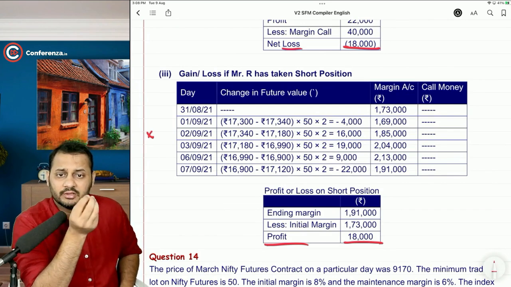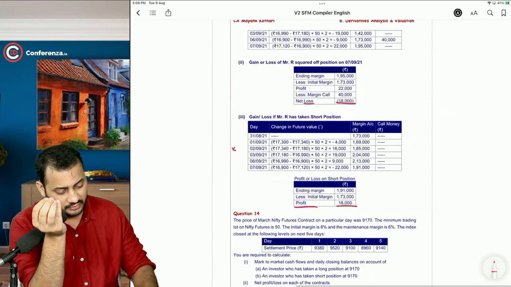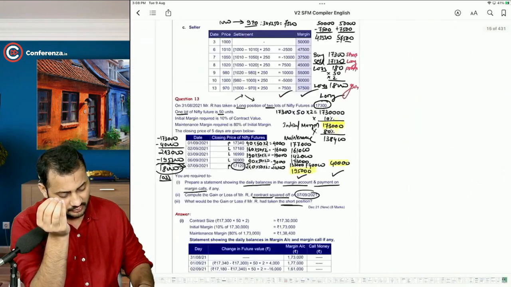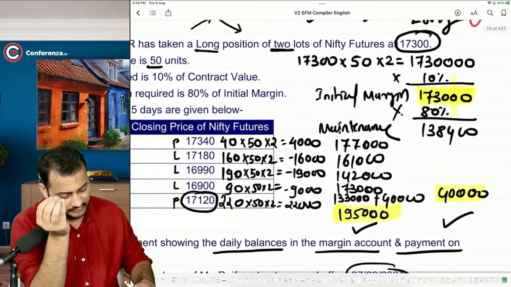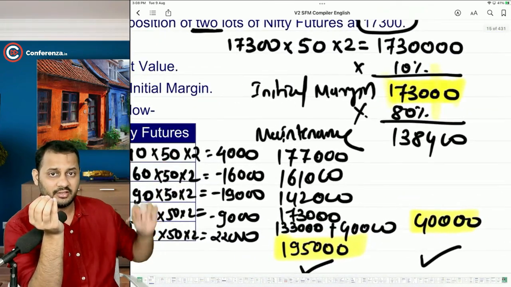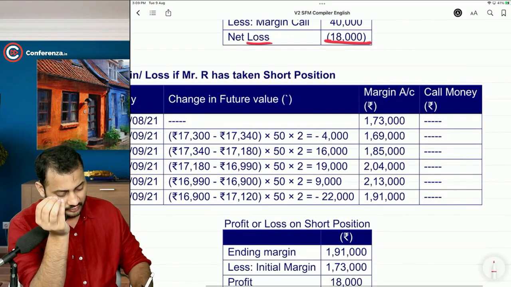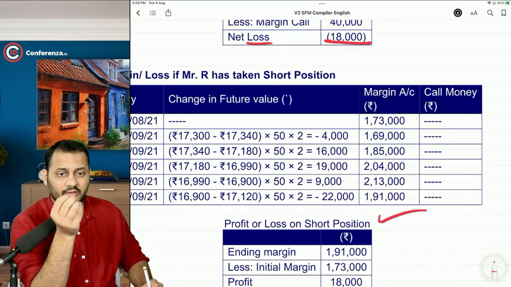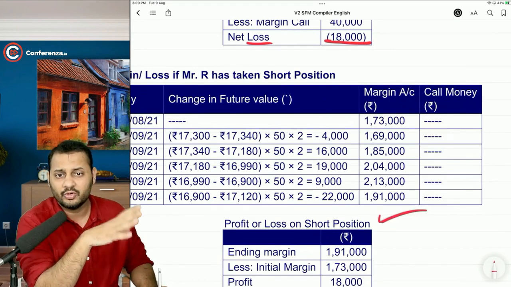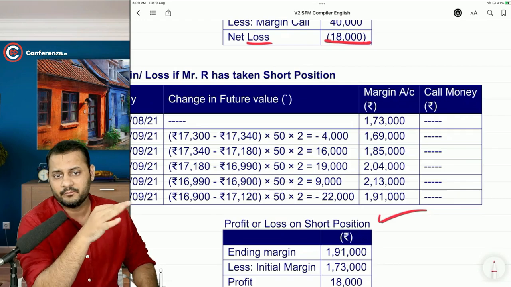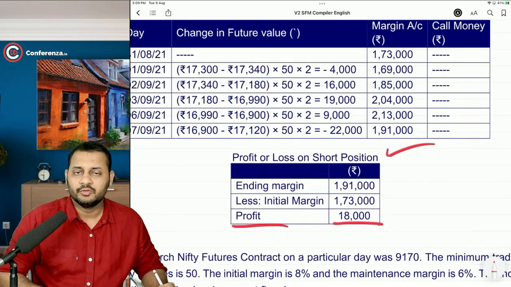Because the value is never going below 1,38,000. What was that amount? The amount of margin account, margin balance. See, maintenance margin was 1,38,400, right? And you can see the margin account never went below 1,38,400. So there is no call money to Mr. R, and there is a profit to him of 18,000.